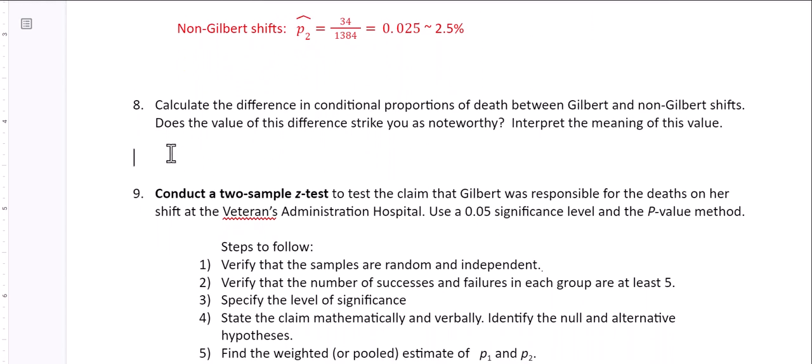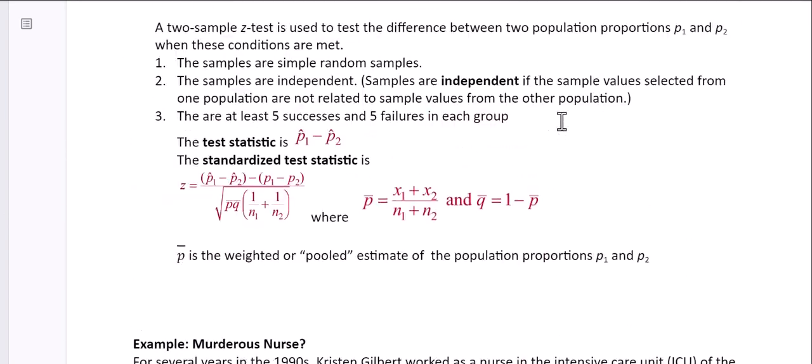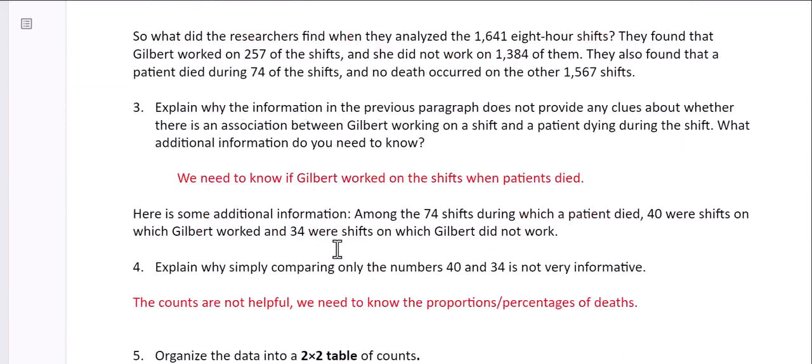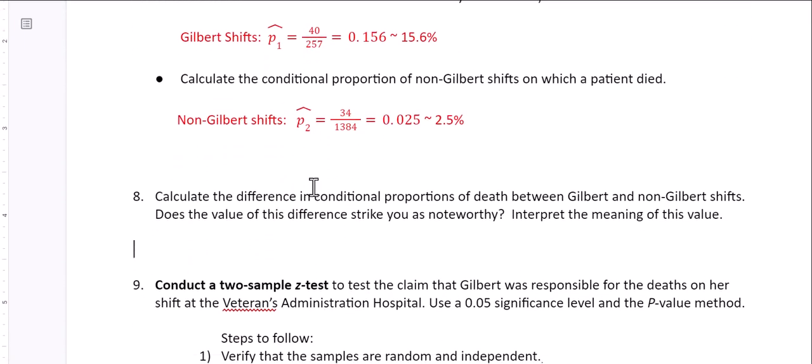Okay, so now let's go calculate the difference in conditional proportions of death between Gilbert shifts and non-Gilbert shifts. And why do we want the difference? Going back to when we do a z-test for the difference in proportions, our statistic is the P1 hat minus P2 hat. So it's the difference in our sample proportions. So that's why we need the difference. So let's find the difference between our P1 hat and P2 hat.